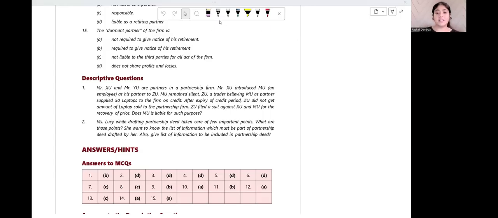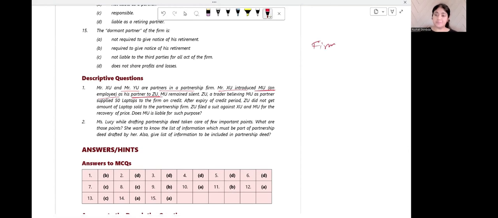So we are discussing the questions of your unit number 1 of partnership. The first question that is given in your context is: Mr. XU and Mr. YU are partners in a partnership firm. XU introduced MU, an employee, as his partner to ZU. So now first we will be seeing how the things are going in this firm.